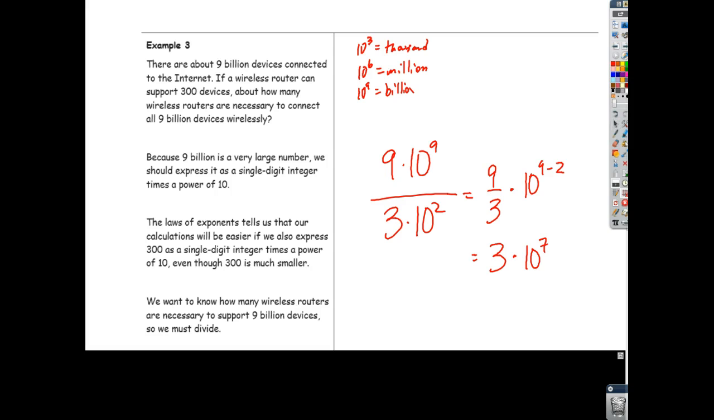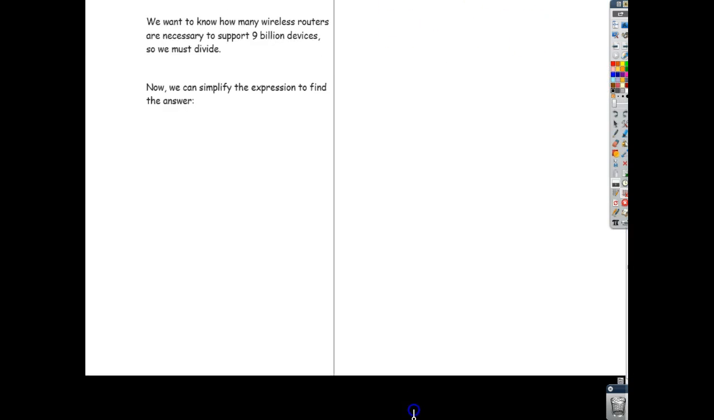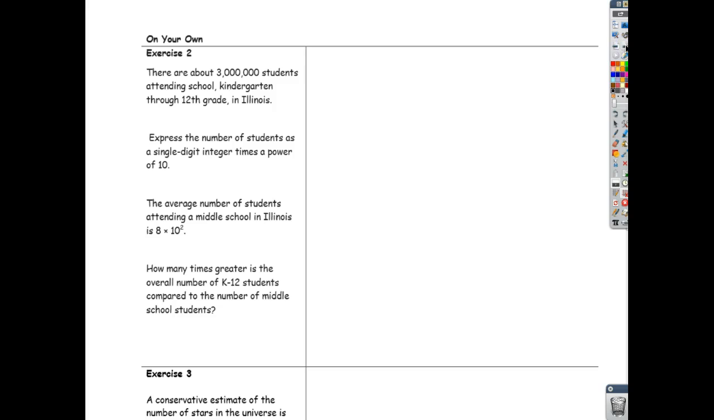All right, next. Let's see. I don't remember, is there more below here? Nope. So one more example. We started talking about this a little bit in class. There are 3 million students attending school, kindergarten through 12th grade in Illinois. Let's do that as a single digit number: 3 times 10 to the 6th. The average number of students attending a middle school in Illinois is 8 times 10 to the 2nd. We want to compare them.